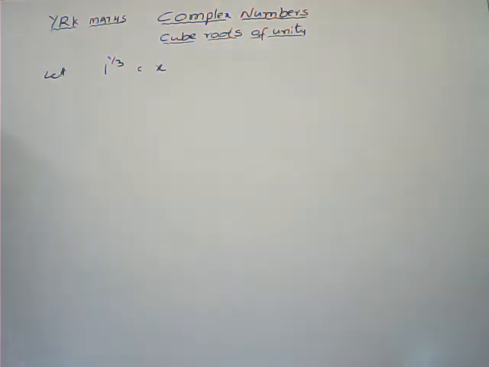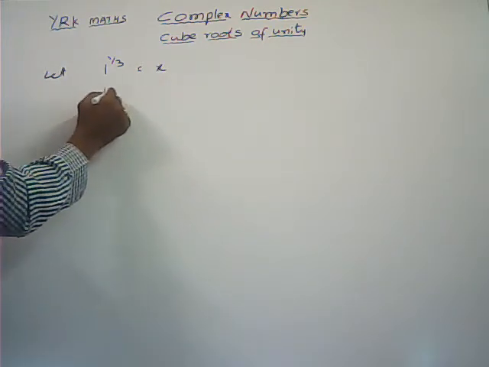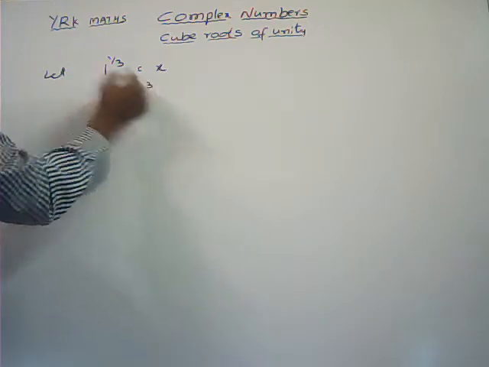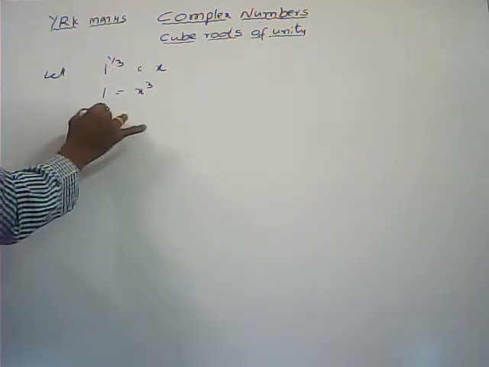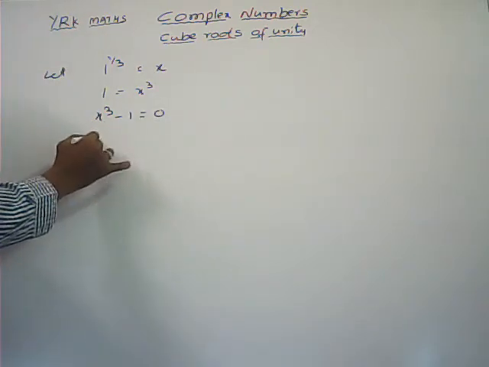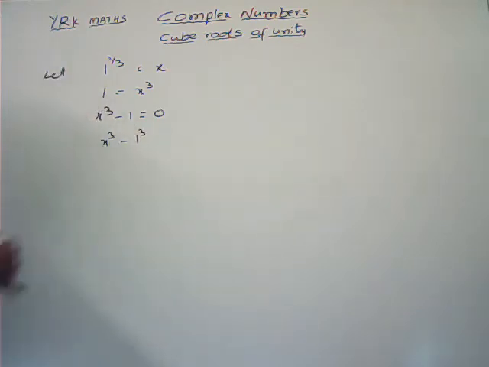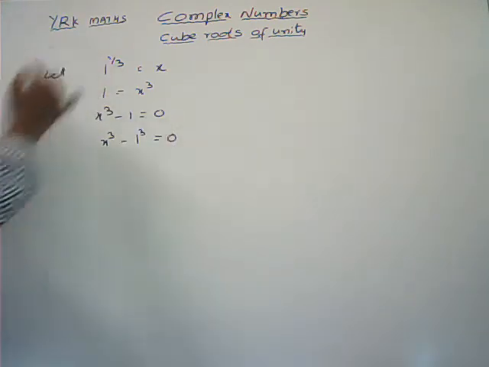This one we can solve in two different ways, and I will explain both. One is by using De Moivre's theorem and another one is the regular process. Cubing on both sides, 1 is equal to x cube. So x cube minus 1 equals 0, where 1 is nothing but 1 cube.